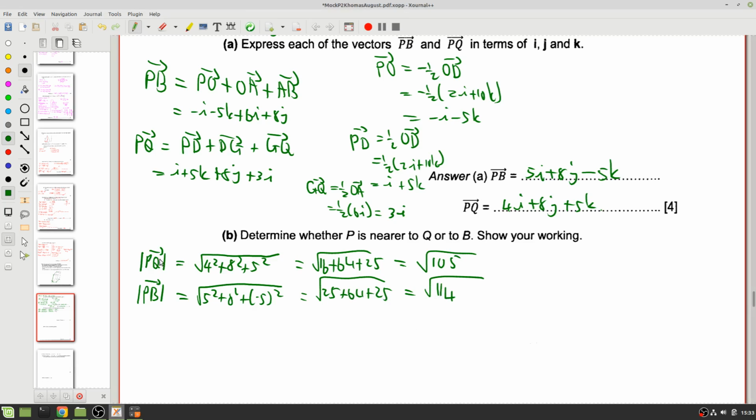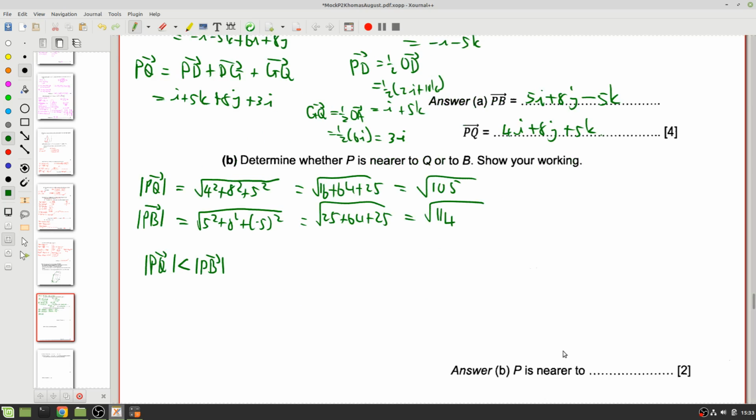So we can see PQ is shorter than PB. Let's just write that down. The magnitude of PQ is less than the magnitude of PB. So that means P is closer to Q than it is to B. So P is nearer to Q.